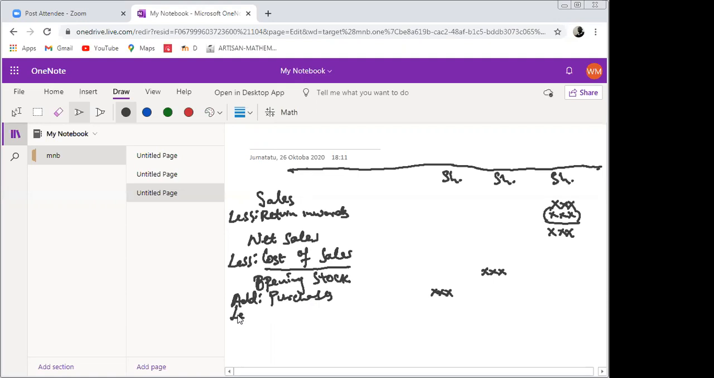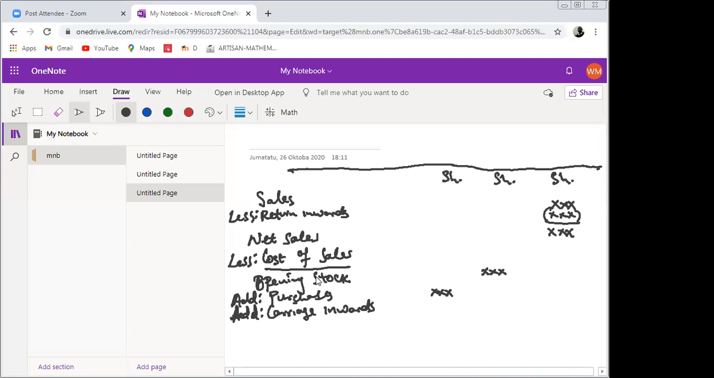But before we less, let me add something so that we can have all the additions. On the purchases, we normally add what we call carriage inwards. Carriage inwards is actually the cost of transporting the purchases. It makes sense this way.